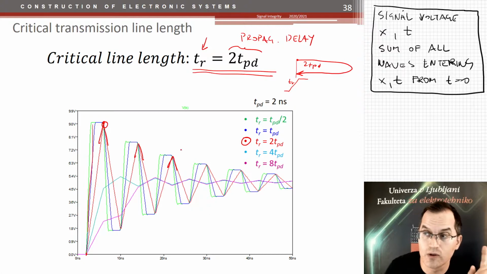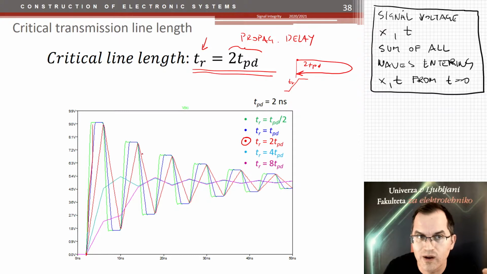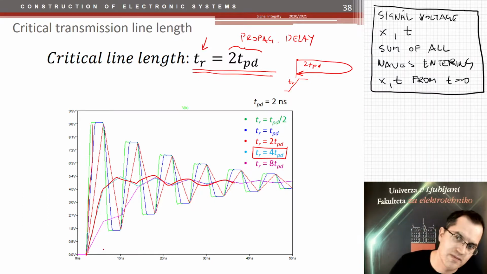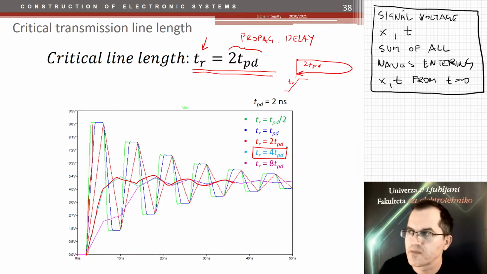And you may also see that it's better to be far from that. So let's say the optimal would be 4 TPDs, because there you have this light blue curve here. Still ringing, but not that much. So this is the limit value, this is the criterion, you should be here.